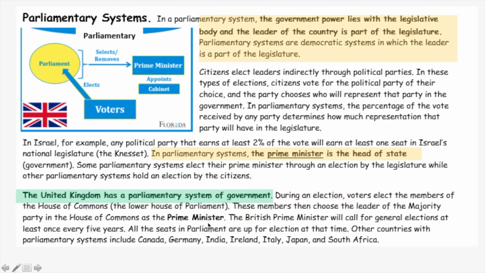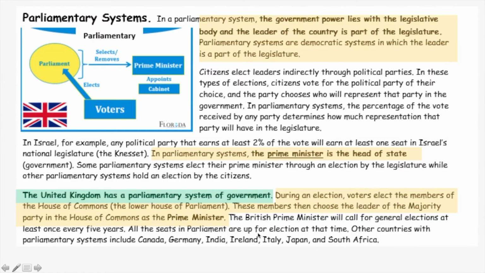So basically, whoever wins majority rule, whoever gets the most votes to be in parliament, that bigger party gets to pick the prime minister. The British prime minister will call for general elections at least once every 5 years. All the seats in Parliament are up for election at that time. Other countries with parliamentary systems include Canada, Germany, India, Ireland, Italy, Japan, and South Africa.